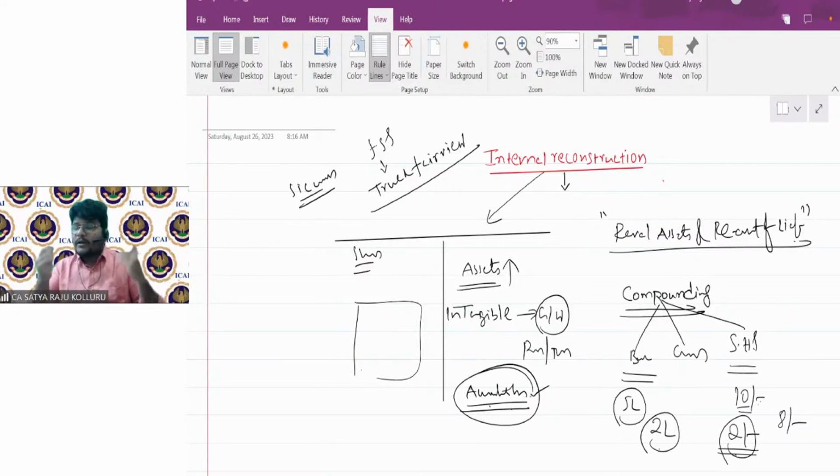With that profit, what will the company do? The company is going to set off the profits derived from the reconstruction process against the huge accumulated losses. That's the main reason for doing all these reconstruction procedures, revaluation of assets, reassessment of liabilities or compounding activities. That's the base objective.